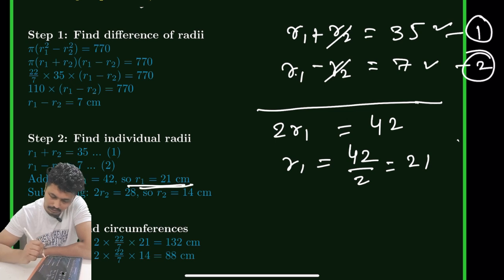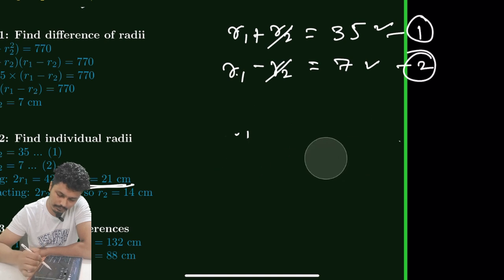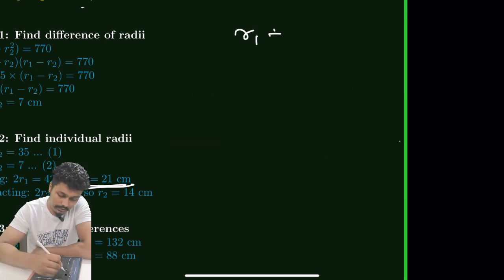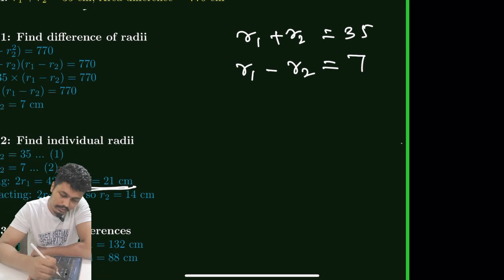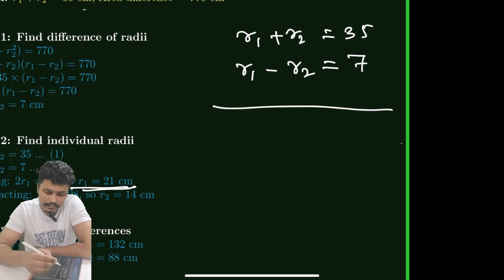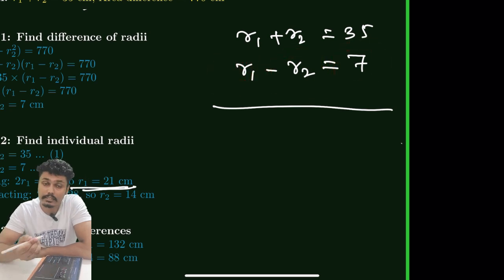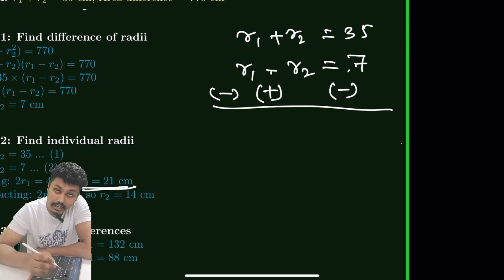Now I can do something else. I can subtract these two equations. First I've added, now let me subtract. R1 plus R2 equal to 35, R1 minus R2 equal to 7. How to subtract? Subtraction is easy. You just take the lower one and change all their signs. This minus will become plus, and this plus will become minus. I've changed the sign.